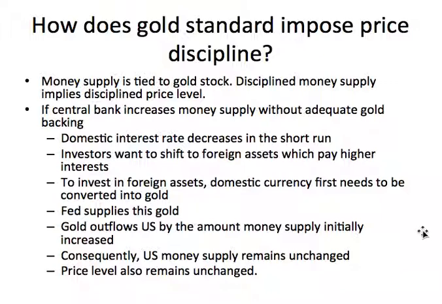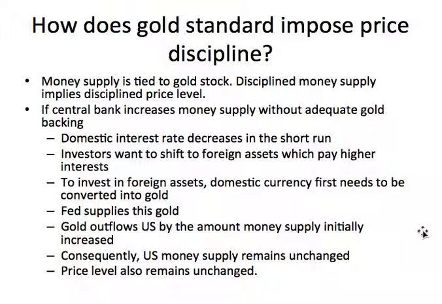Now when the interest rate goes down, we have said this numerous times, investors will want to shift their investments to foreign assets which pay higher interest rates, right? So these investors will then sell off the US assets. They will try to convert their currencies, the US dollars, into gold, so that they can take this gold and invest in other foreign assets. So to invest in foreign assets, domestic currency first needs to be converted into gold. Then this gold could be converted back into foreign currencies before investing in foreign assets.